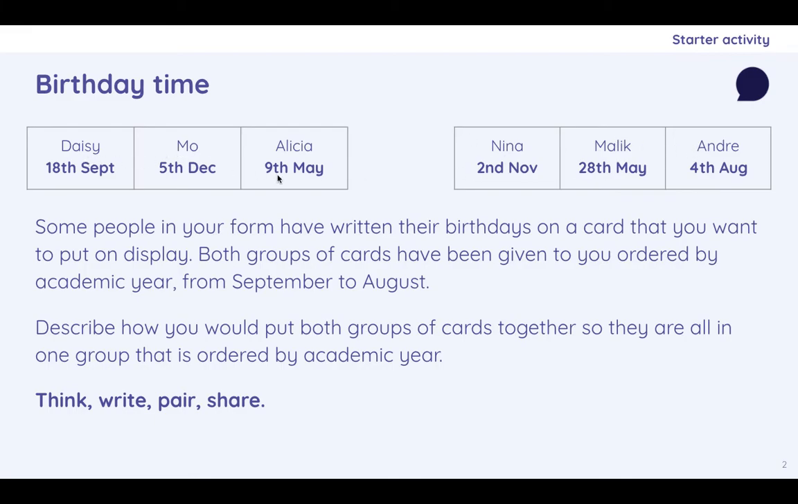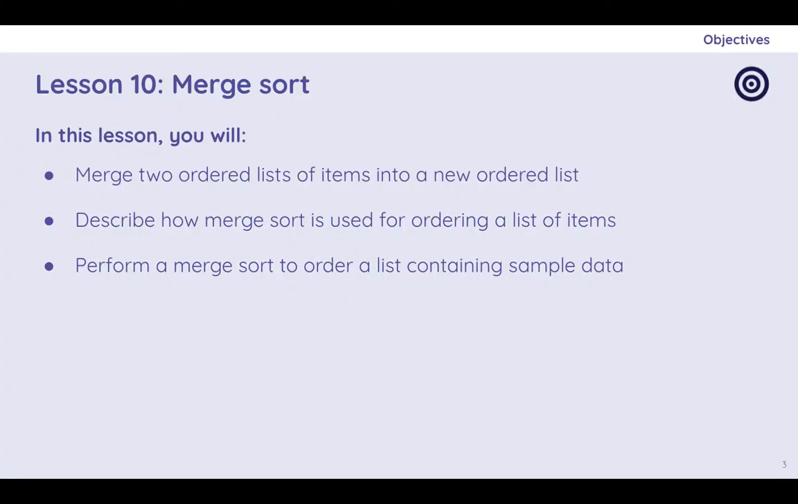Their birthdays have been put in order insofar as the academic year. So if you're born in September, that's near the start of the academic year, then December, then May. You can see how they're in order. Again, Nina is born before Malik, before Andre in the academic year. And you're asked how you would make one sorted list from these two sorted lists. And that will be the merge part of the sorting algorithm. We'll look at how they exactly do that later.